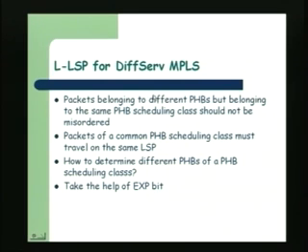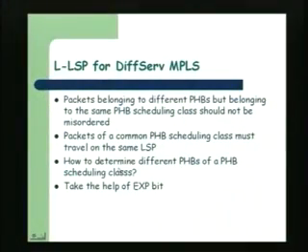It may so happen that packets belong to different per hop forwarding behaviors, but you want that these packets should not be reordered. Therefore, all those packets which belong to different PHBs but should not be reordered form one PHB scheduling class. It is mandatory that packets belonging to the same PHB scheduling class must travel on the same LSP. So this point needs to be taken into account while setting up an lLSP in the MPLS network.